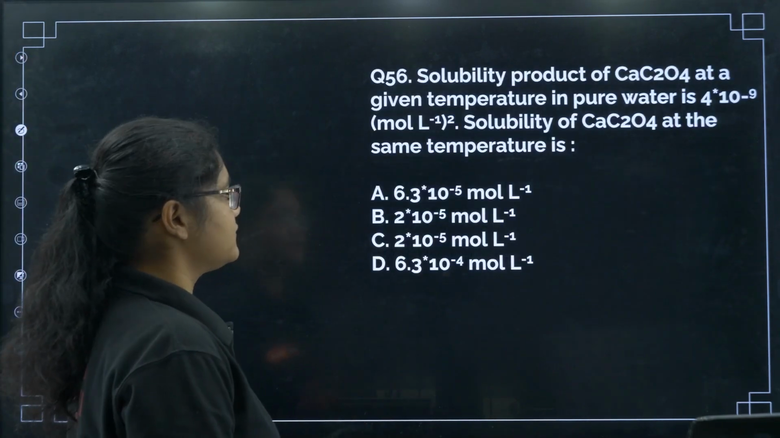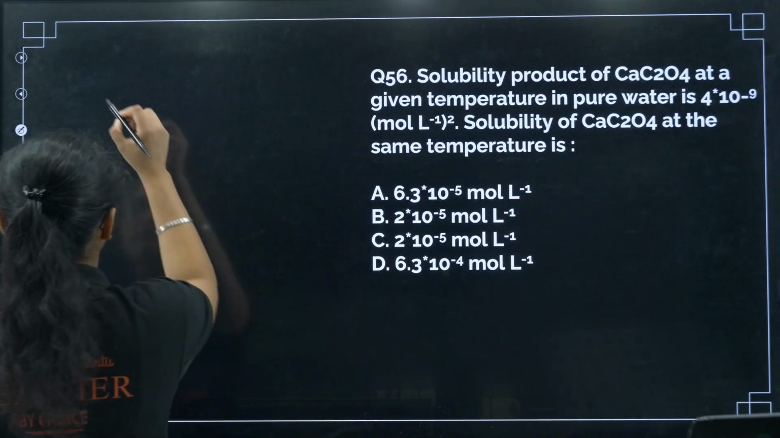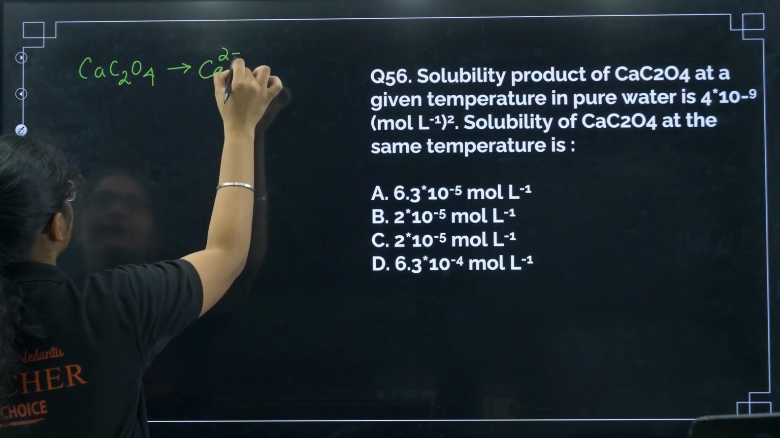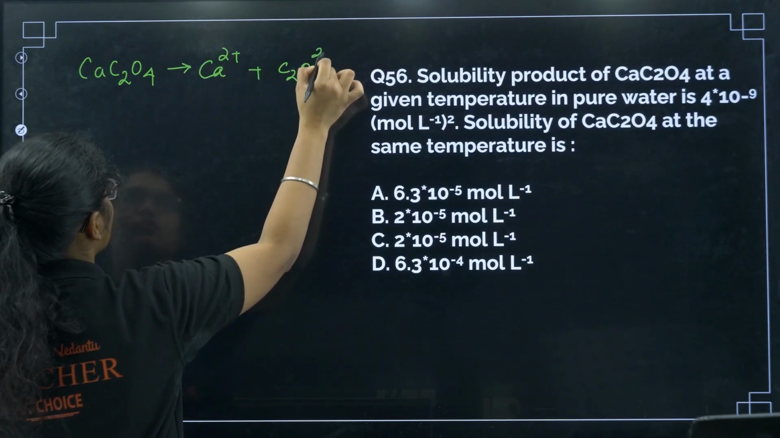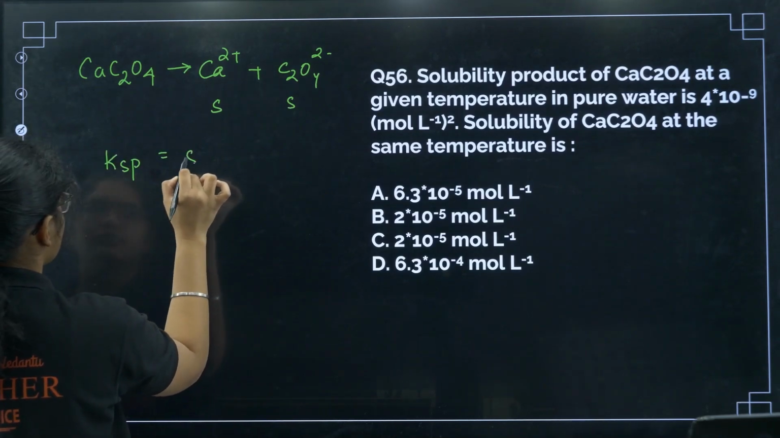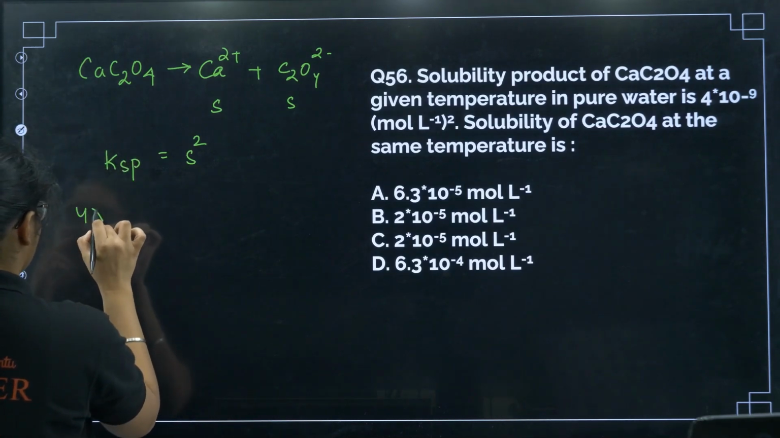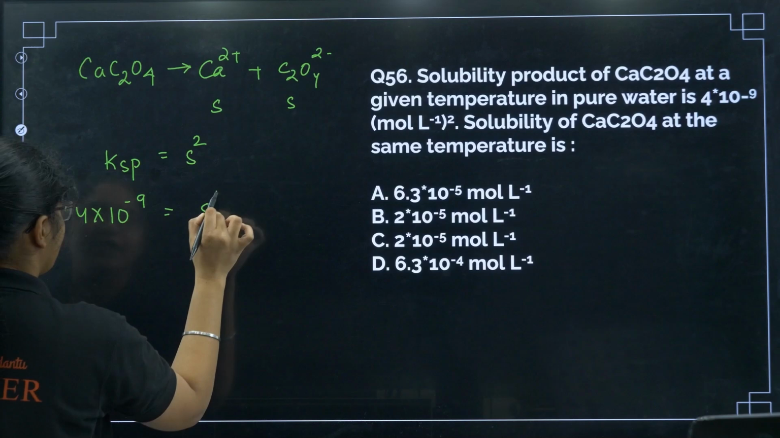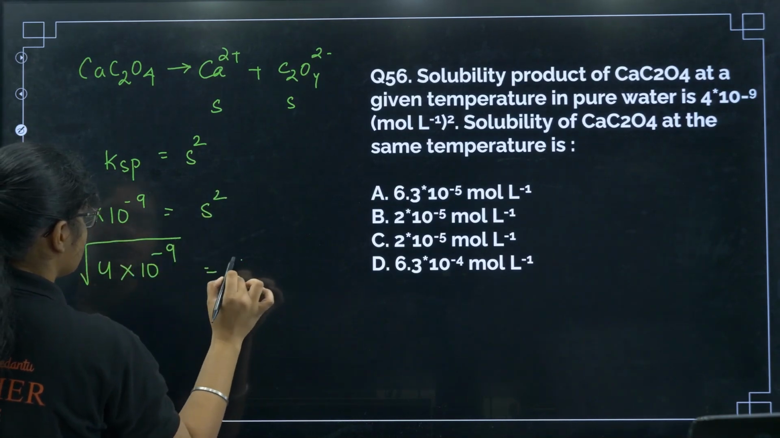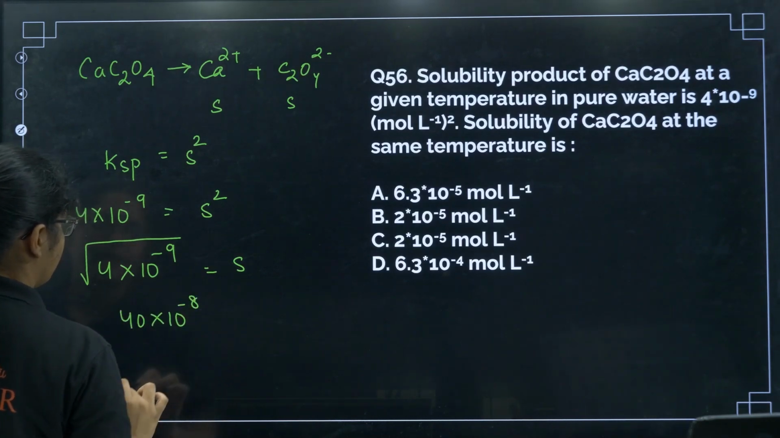Next, the solubility product of CaC2O4 at a given temperature is given. Solubility of CaC2O4. So if you have CaC2O4, how will it dissociate? To give you Ca2 plus and C2O4 2 minus. Let the solubility be S. Now what is the Ksp value? That is equal to S square. And what is the Ksp value here? 4 into 10 to the power of minus 9 is equal to S square, and I have square root of 4 into 10 to the power of minus 9 is equal to S. So I can just write it in the form of 40 into 10 to the power of minus 10.